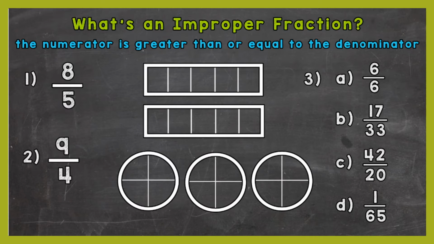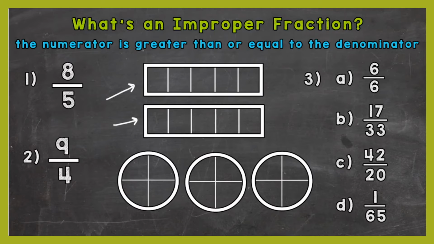In number 1, we have 8/5. So you can see that our top number is greater than the bottom number. Therefore, we have an improper fraction. Let's take a look at modeling this fraction to show how it is greater than 1 whole. So 8/5, I have 2 whole rectangles to the right here. So we need to fill in 8/5.